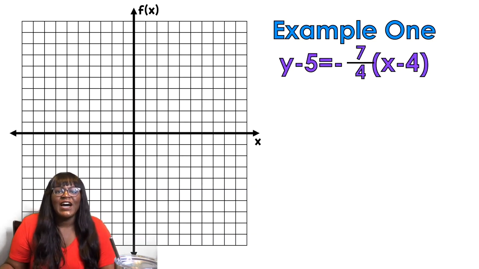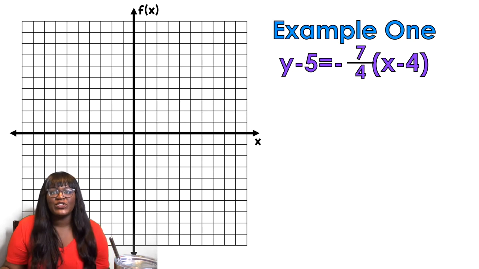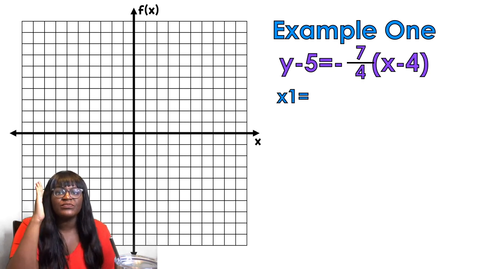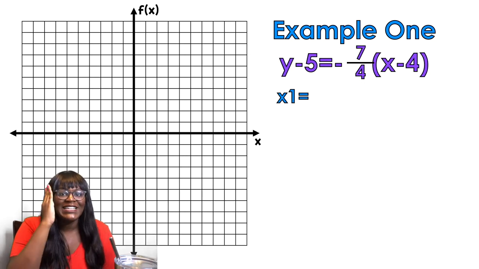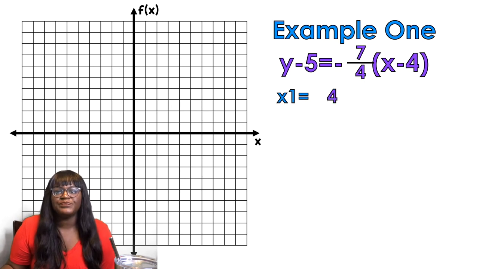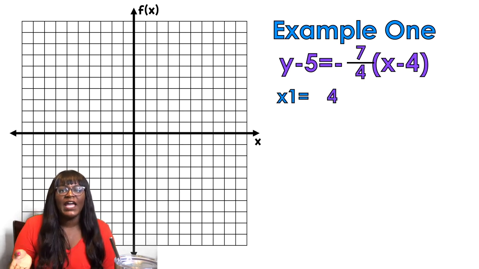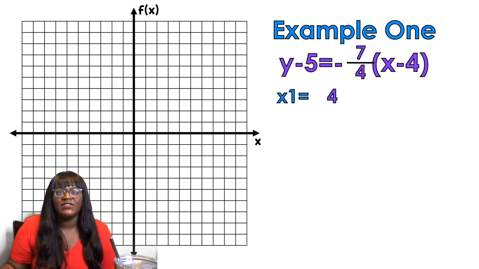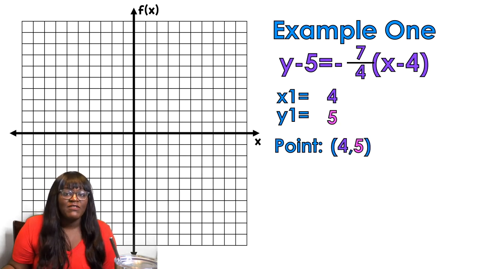Okay? So example number one, what you're going to do is identify x1 and y1. So x1 is going to be x minus negative 4, but remember in the model, minus x1 means the opposite of x1. So the opposite of negative 4 is going to be positive 4. Then when I'm looking at the y, remember in the model, it's y minus y1. So that's the opposite of y1. So the opposite of negative 5 is going to be positive 5. So basically my point is 4 comma 5, which I love.